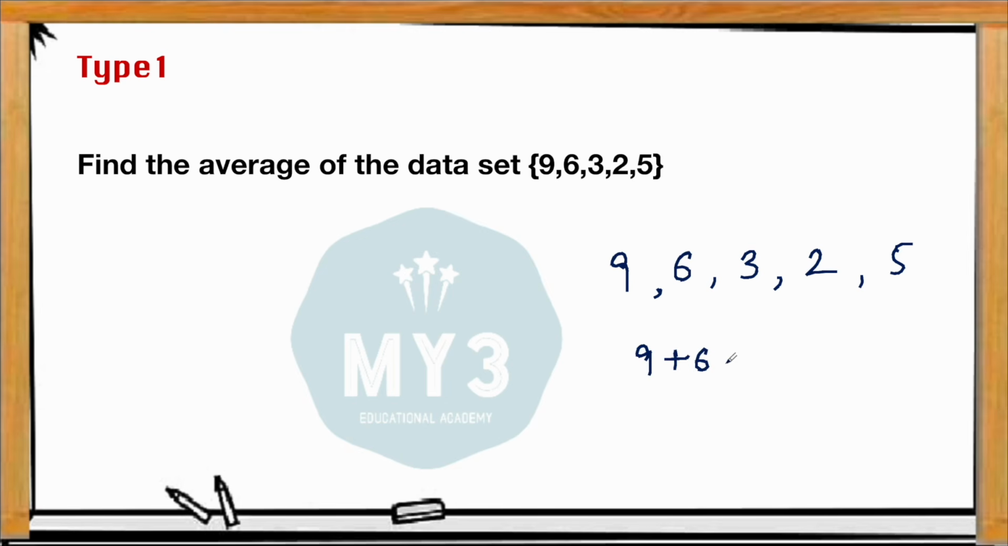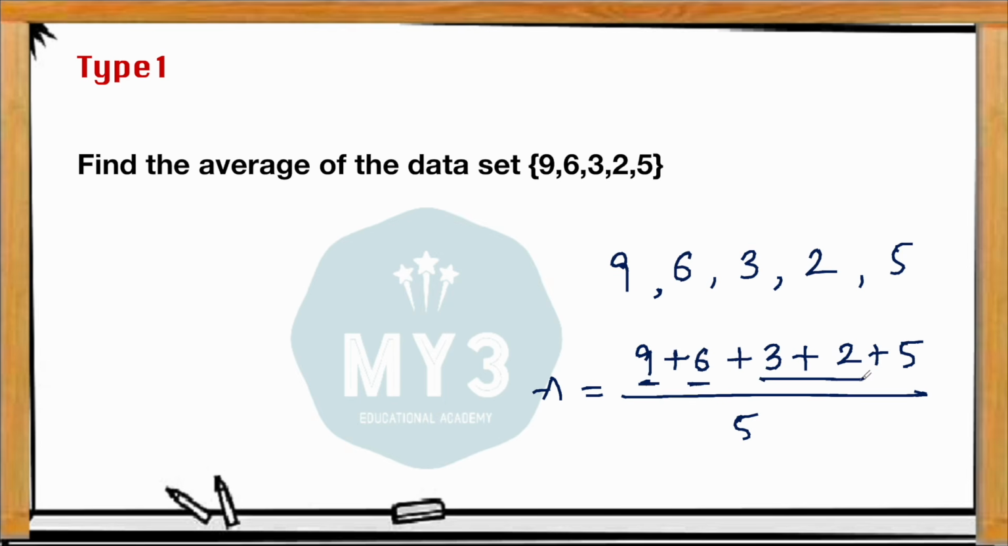That means 9 plus 6 plus 3 plus 2 plus 5. And how many terms are there? 5 terms are there. If you further simplify, it will give the average for you. 9 plus 6 is 15. 15 plus 3 is going to be 18. 18 plus 2 is 20. 20 plus 5 is 25. 25 divided by 5 will give you your average, which is equal to 5. So you can simply find the average by looking at the sum of the terms divided by the number of terms.